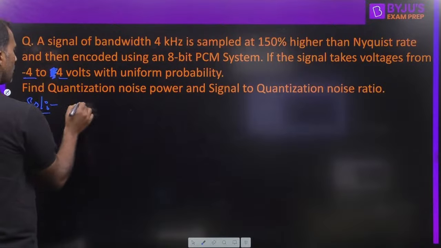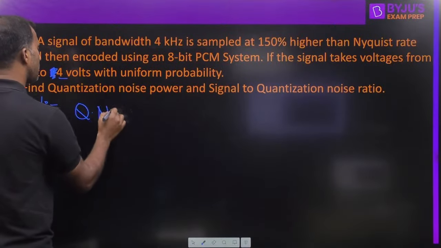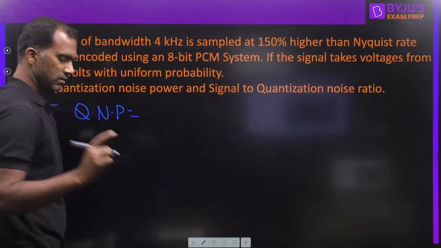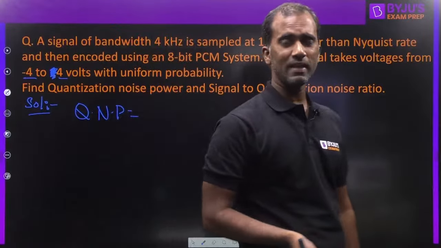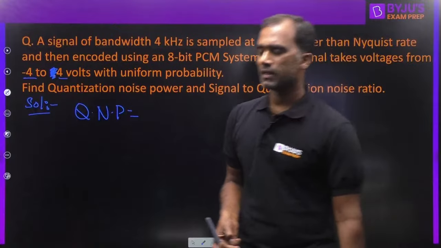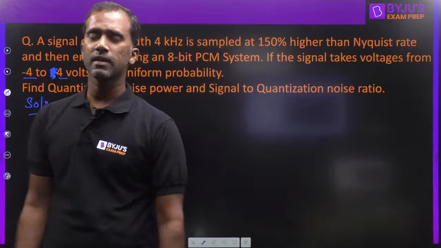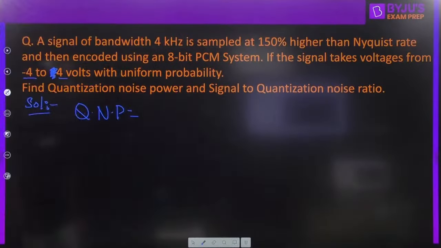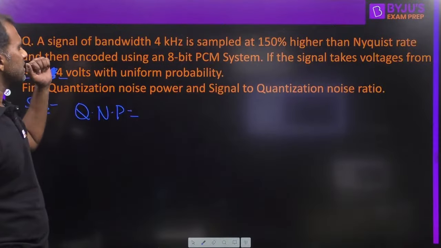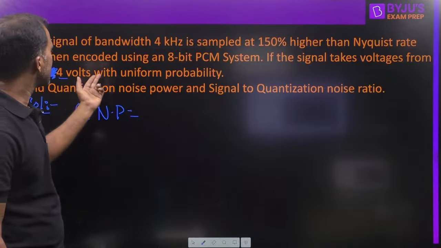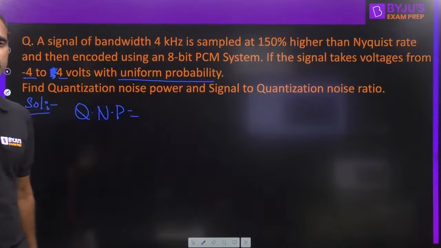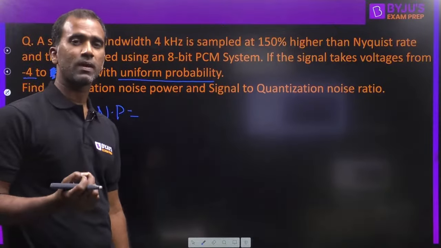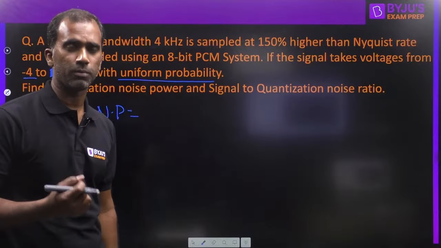They are asking us about quantization noise power. So when you want to find quantization noise power, we know a formula, which is del square by 12, and that is not the formula always. That is the formula only if the quantization error is having a uniform PDF. Regarding the signal, they said that the signal is having uniform probability. Yes, whenever signal is having uniform PDF, quantization error also will have uniform PDF.